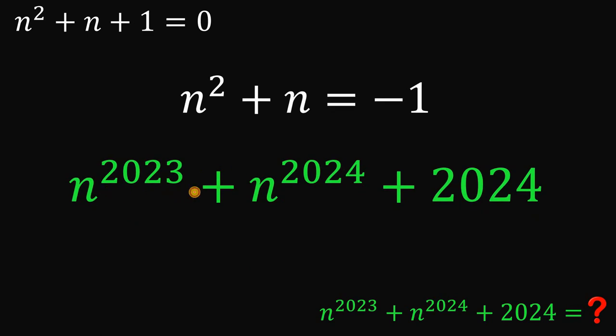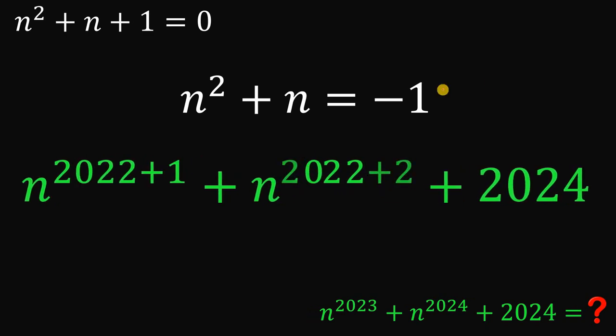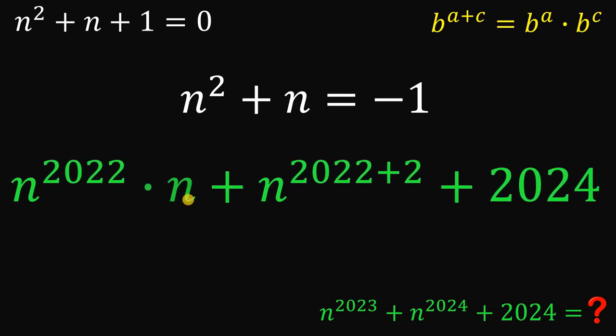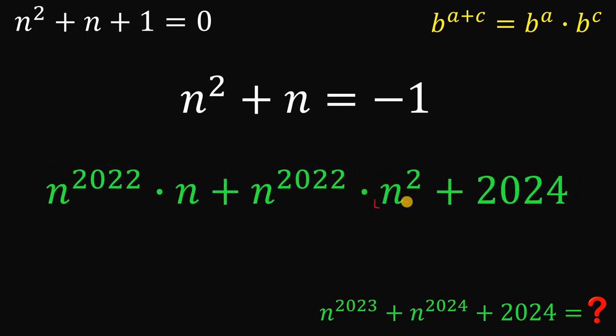Now, 2023, this can be written as 2022 plus 1. And 2024, this can be written as 2022 plus 2. Now, why do we do that? Because we will use this law of exponent. If we have b raised to the power of a plus c, this can be written as b raised to the power of a multiplied by b raised to the power of c. So, n raised to 2022 plus 1, this can be written as n raised to 2022 times n raised to the power of 1, or just n. Now, n raised to 2022 plus 2, this can be written as n raised to 2022 times n squared.